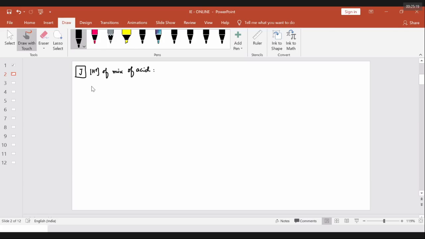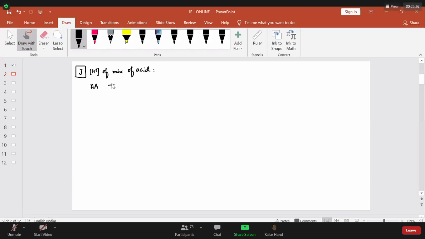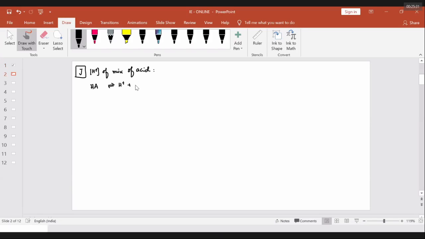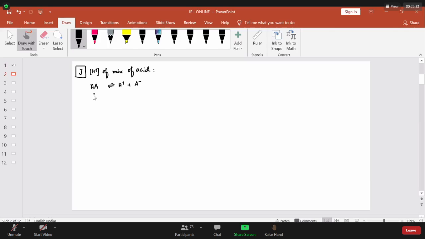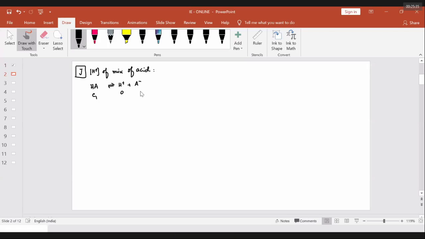Suppose, for example, now I have HA. Who is this? A weak acid. It dissociates to give H plus and A minus. C1, 0, 0, then C1 into 1 minus alpha 1. Alpha 1 is for the first weak acid.